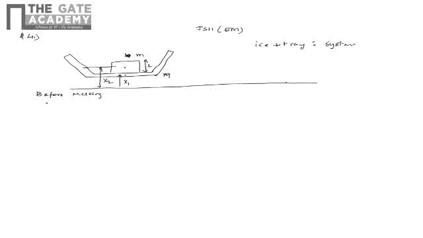So the CG before melting, the HCM, from this reference level will be capital M h1 plus small m h2, because their individual CGs are at distances h1 and h2 from the reference, divided by the total mass. So this is the general CG formula.